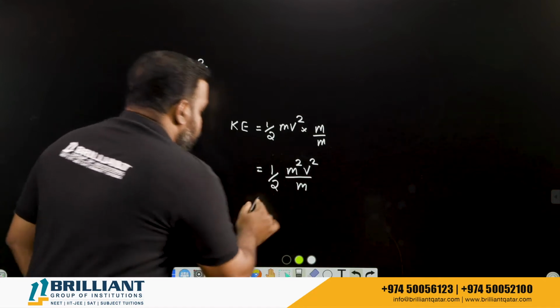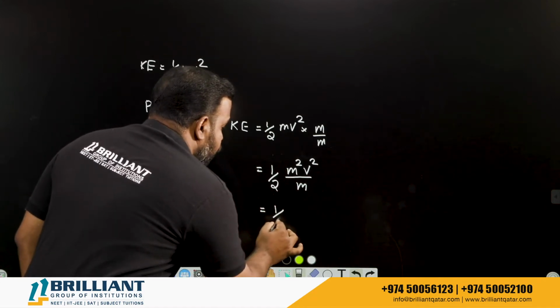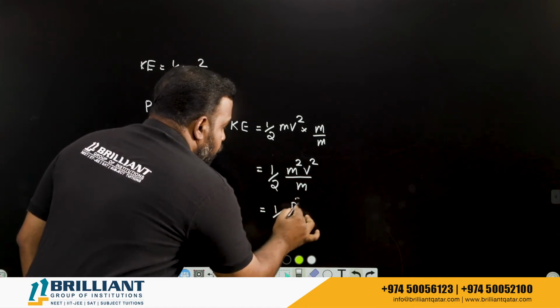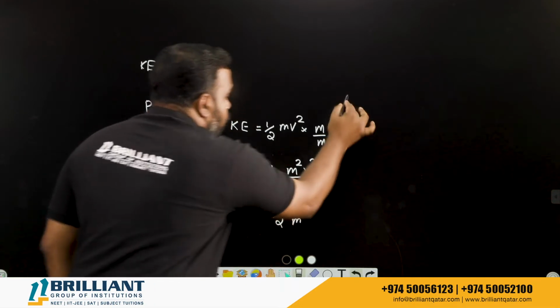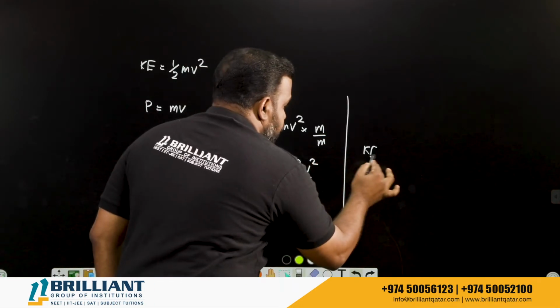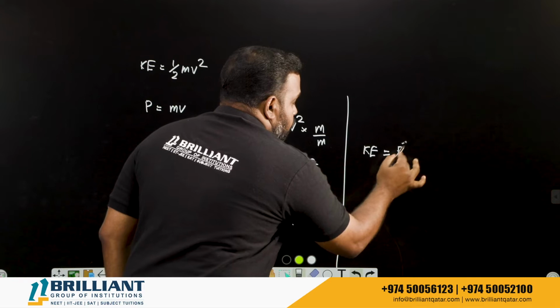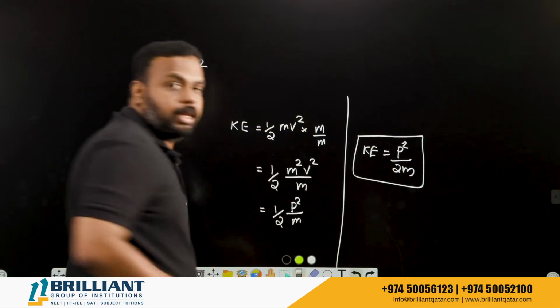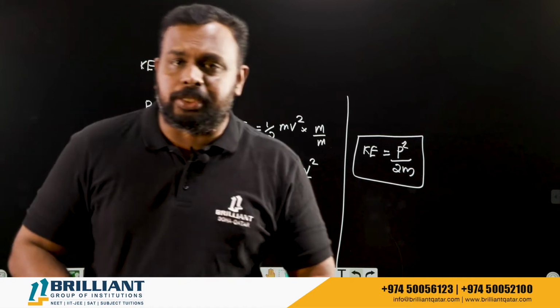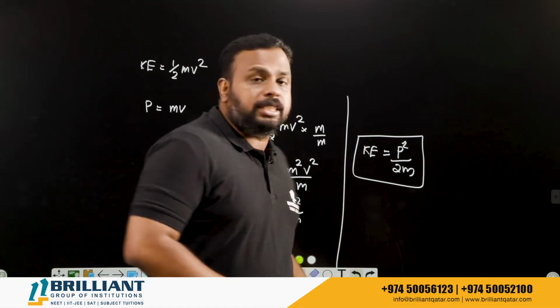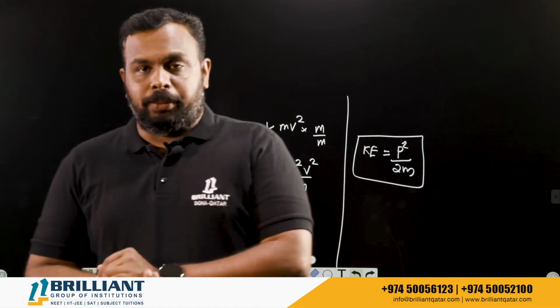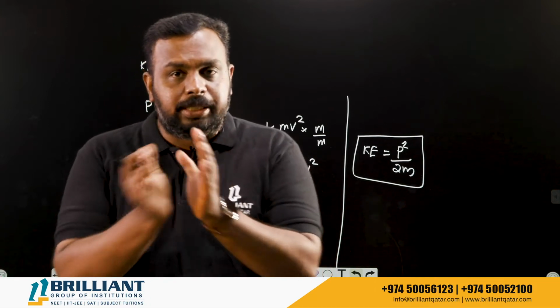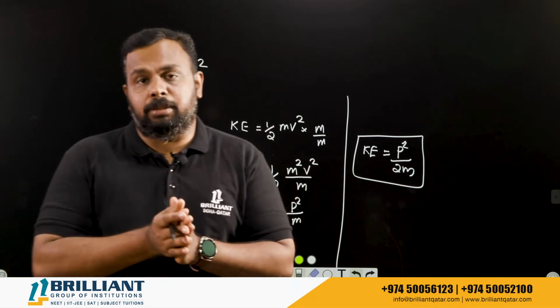Linear momentum is p. So, we can write it as half p square by m, or rearranging, we can write K is equal to p square by 2m. This is the relation between what? Kinetic energy and momentum. It's a very simple equation, right? I think all of you know it. Kinetic energy is equal to p square by 2m. So, it's a direct relation between kinetic energy and momentum of a body.